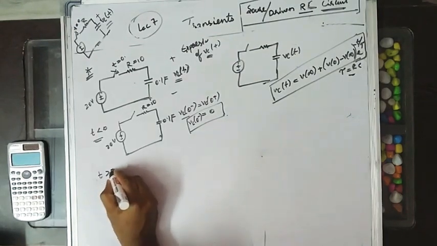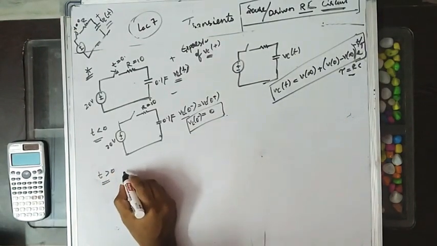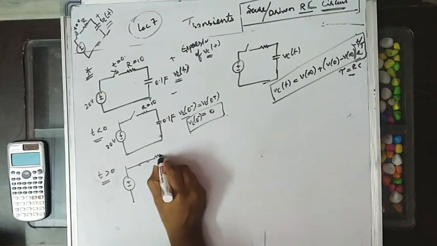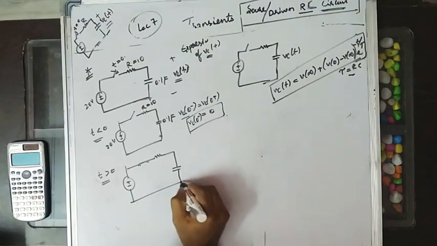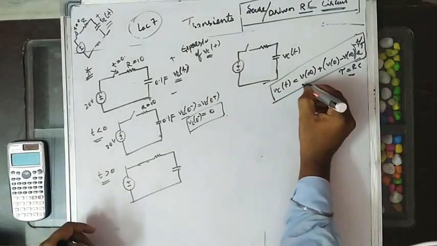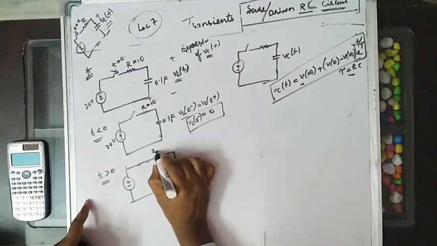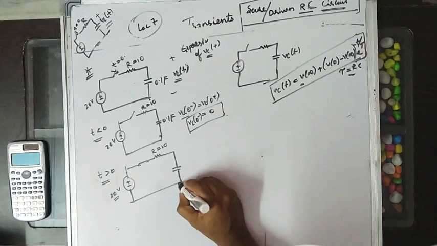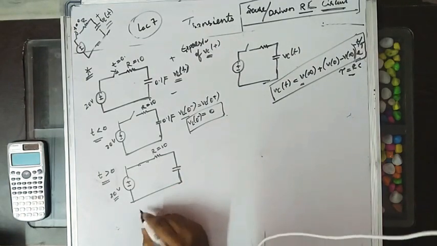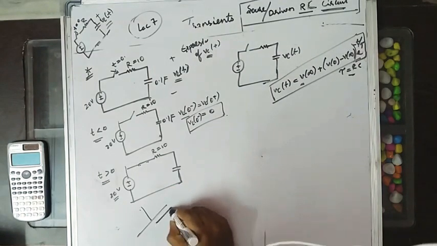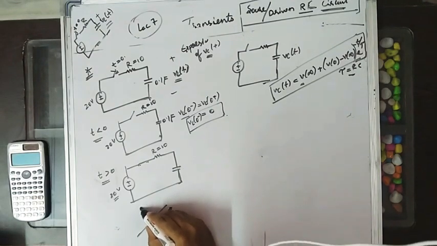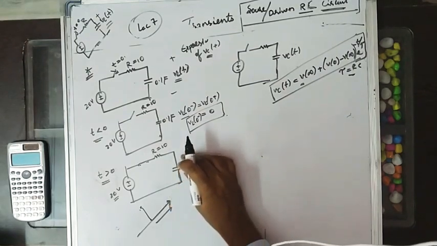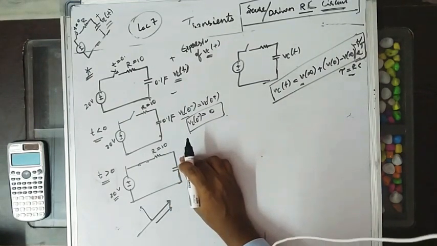Now at t greater than 0 means what? The switch is operated. So you are willing to find V of infinity. That is, the switch is operated for a long time, which means the steady state. That means after switching, the circuit is operated for a long time. At that time, the capacitor is fully charged.